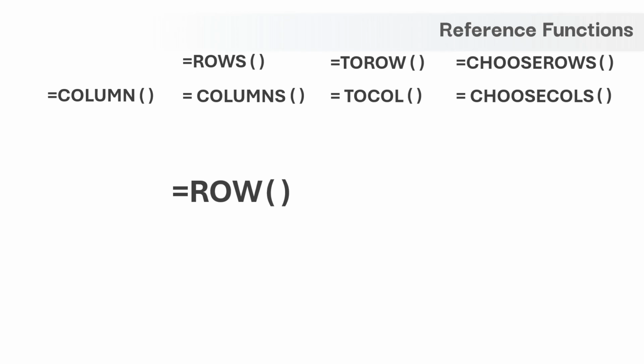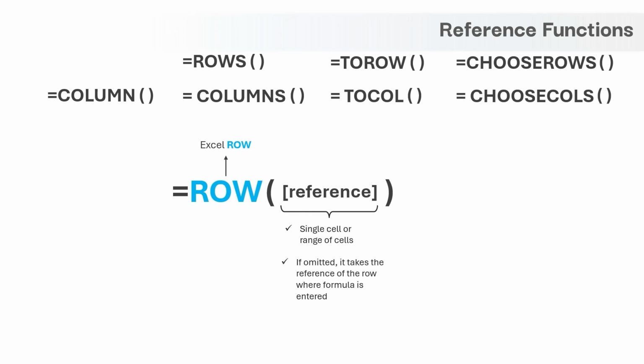The first function is ROW, and it has only one optional argument. Let's try to break it down. The function name ROW points at Excel rows, and the input to reference can be a single cell or a range of cells. Since this is an optional argument, if no input is given, it takes the reference of the row where the formula is entered. So this function returns the row number in the Excel sheet based upon the input provided.